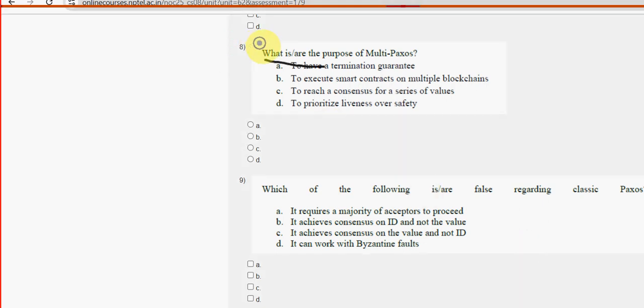What's the purpose of multi-paxos? For eighth question, option C is the probable solution, to reach a consensus for a series of values. Mark option C as the probable solution for eighth question. Next, ninth one.